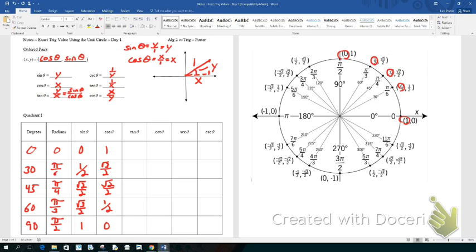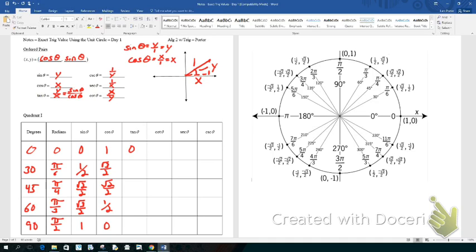All right, our tangent values. Let me erase these over here. We said tangent is y over x, or it is sine over cosine. I'm going to use the sine over cosine relationship right now because I have these things lined up. Here's my sine and my cosine. And so it's very easy for me to look at those since I have them right here. Sine over cosine would be 0 over 1, which is 0.